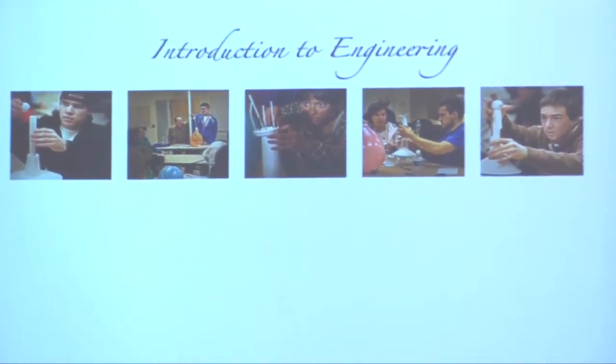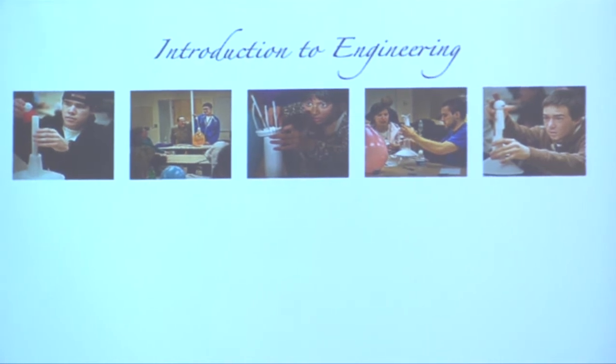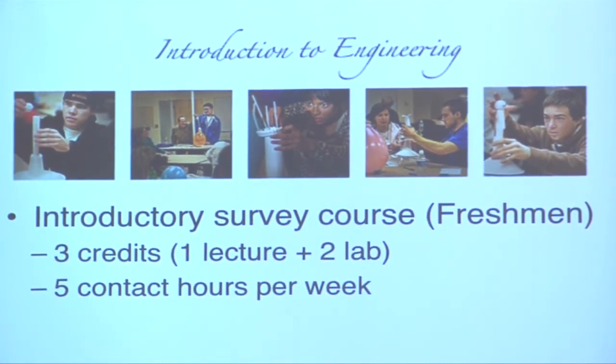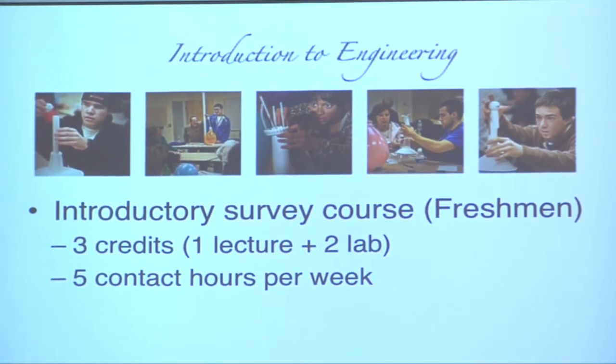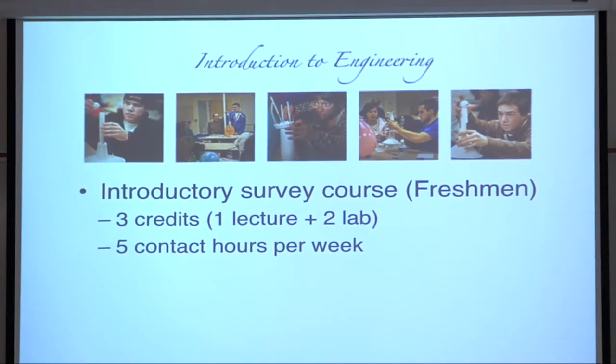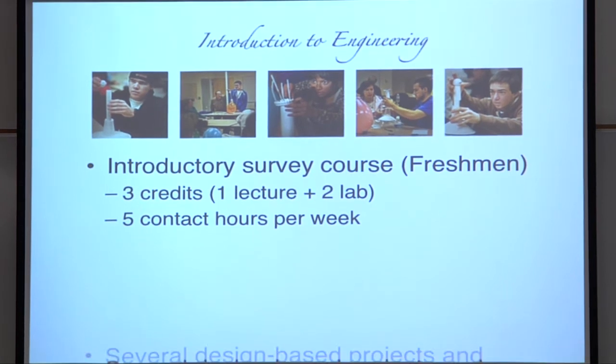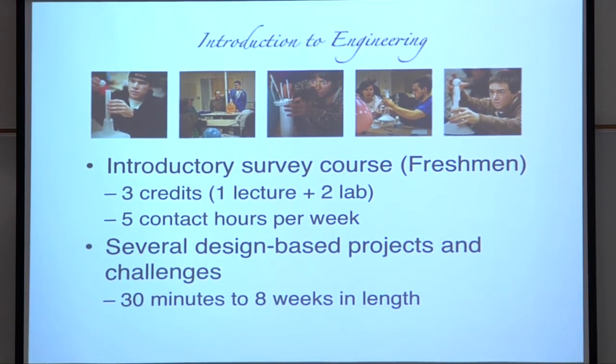So this is an Introduction to Engineering course. This is the course I mentioned that happens in the second semester freshman year. And it's your introductory survey course. It's 3 credits long, but it's 1 lecture, 2 lab hours, so it's actually 5 contact hours a week. We boot the lecture. We actually spend all 5 hours in the lab because there's no use having a lecture. And the way we design this course, it's basically built around a whole bunch of design problems and project-based challenges.